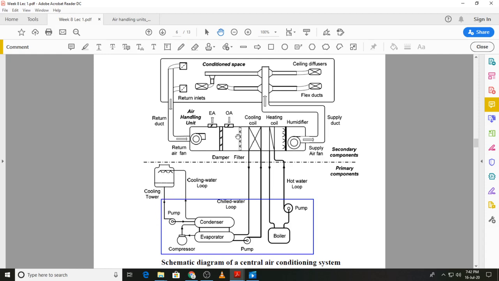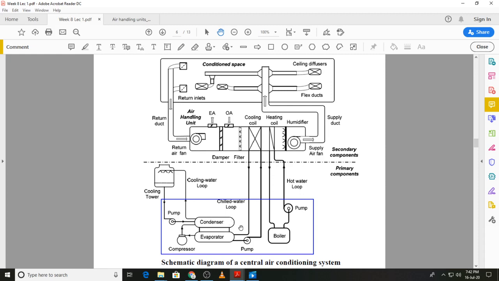Then you have the air handling unit, and from the air handling unit the conditioned air goes through the supply ducts into the conditioned space where it will be distributed through diffusers, and then the air from the room will be returned back through return inlets back to the air handling unit. What we can do is look at what is happening in the plant room, and then we will move on to the air handling unit.